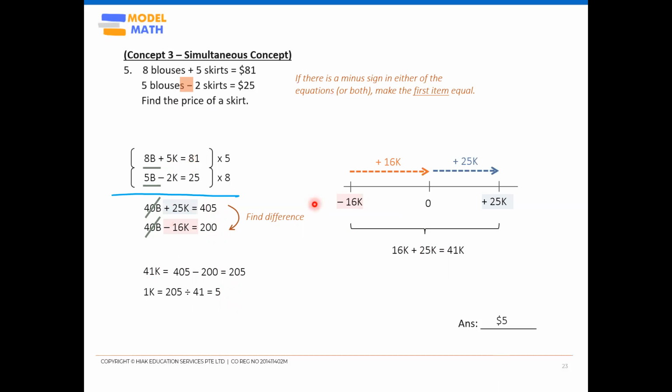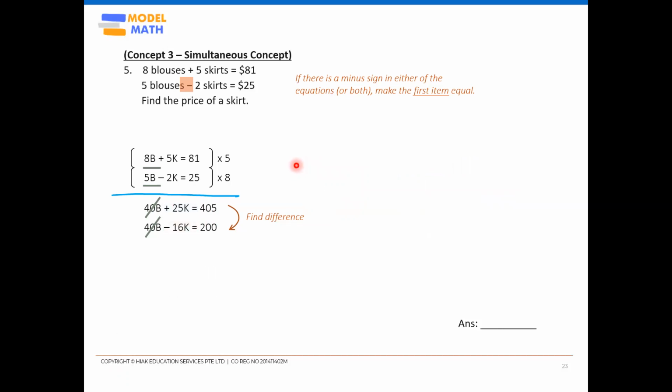Now I'm going to show you another way of working things out differently, if you don't want to use this temperature thing. I'm just going to backtrack to my two equations. You're still going to work out the same 40 blouse, 40 blouse. The original logic here, no change. Make the first item equal: 40B, 40B. Now from here, you have another way.